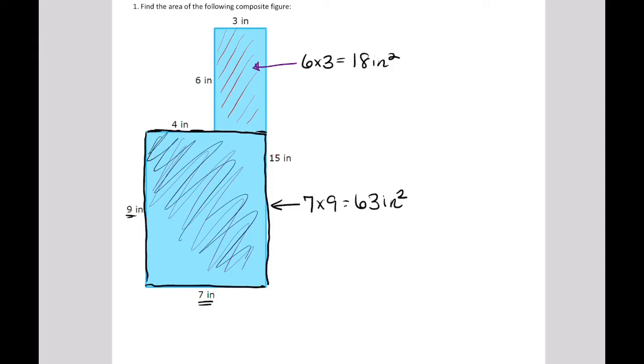Make sure when you do these problems that you add up the areas that you just got. So we got 18 for the smaller area plus 63 for the larger area, and what do you get? You get 81. Make sure you put 81 square inches. That's the total area of that composite shape. If we call this area A and the area of B, well, A plus B was 81 square inches.